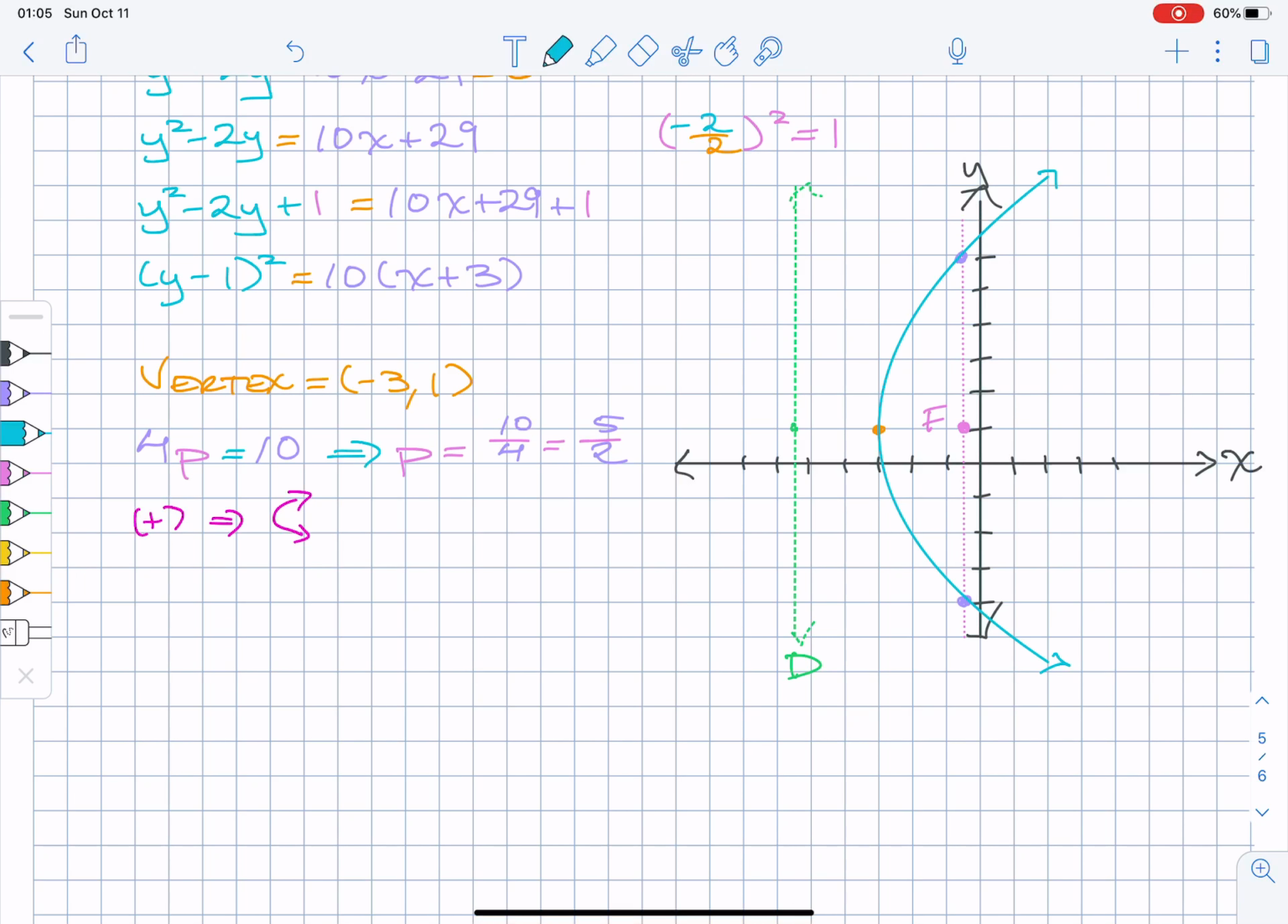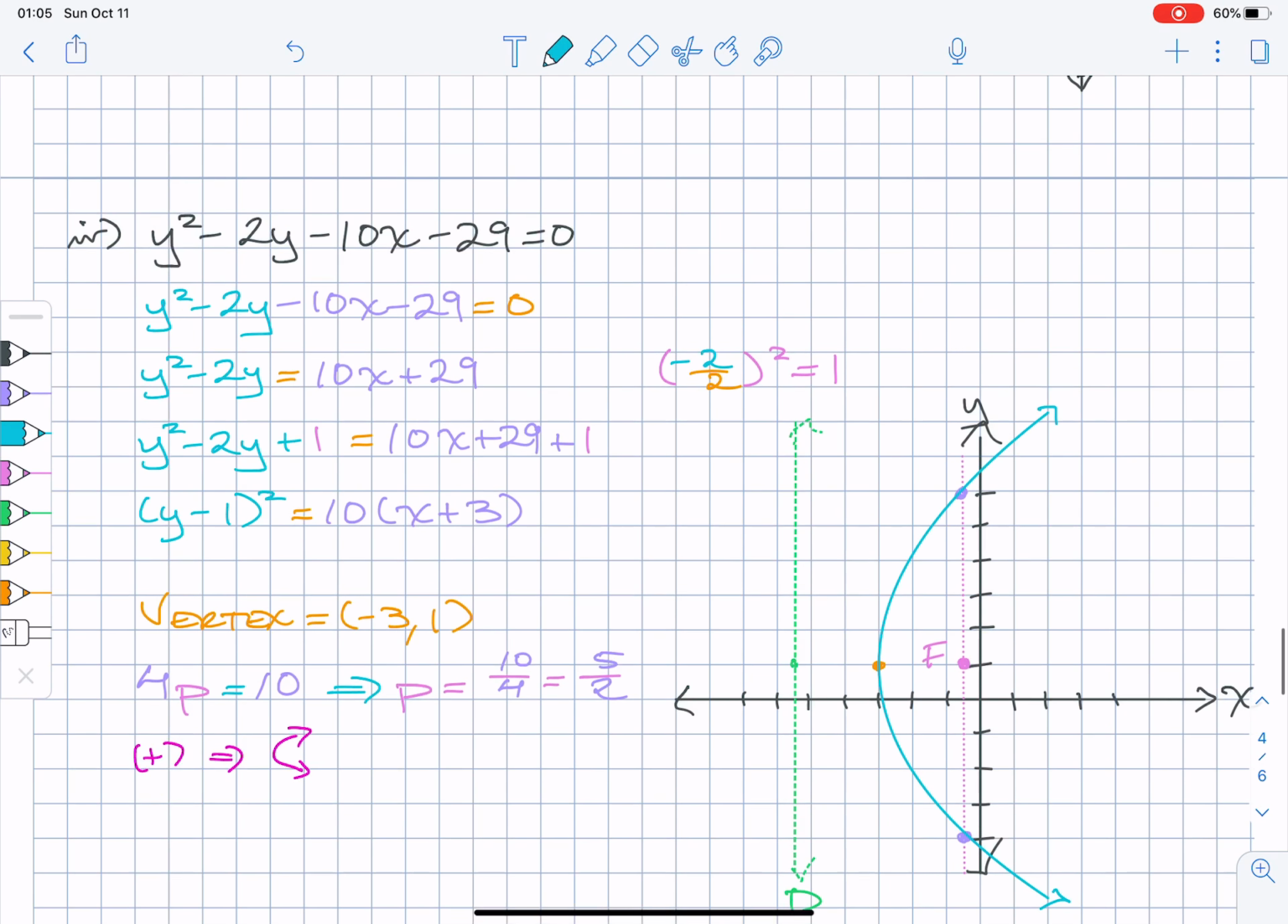Okay, I think this will be enough for this section, and I will see you in the next one, where we finally make all of this easier.